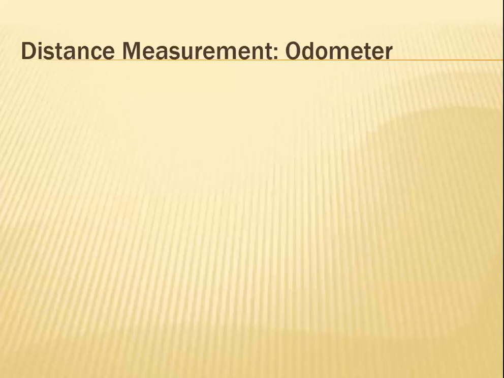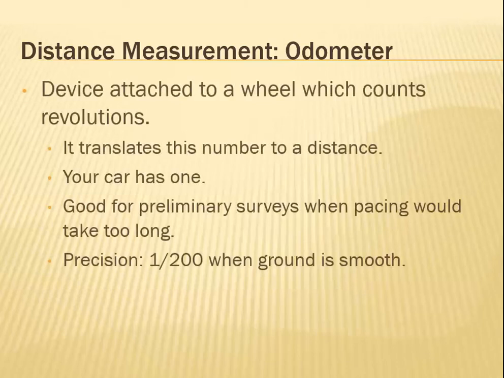Let's talk about the odometer. You may have heard this before. You use one all the time in a way. This is something that your car has. So an odometer is a device attached to a wheel which counts revolutions. So this device knows, kind of like with pacing, rather than for every step I am advancing this many feet, this tells you for every revolution how many feet or meters or whatever units you're using we are advancing. So it translates this number to a distance. There used to be this kind of bicycle wheel looking thing that you would just drag around with you, and it would just be counting its own revolutions, and at the end it would calculate the distance traveled. In your car, that's what it does.